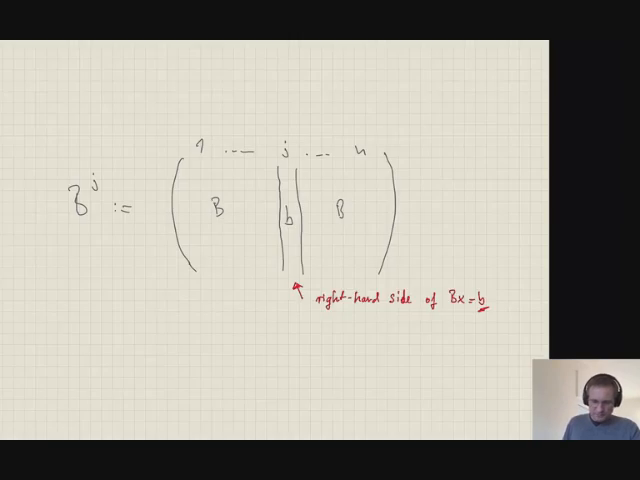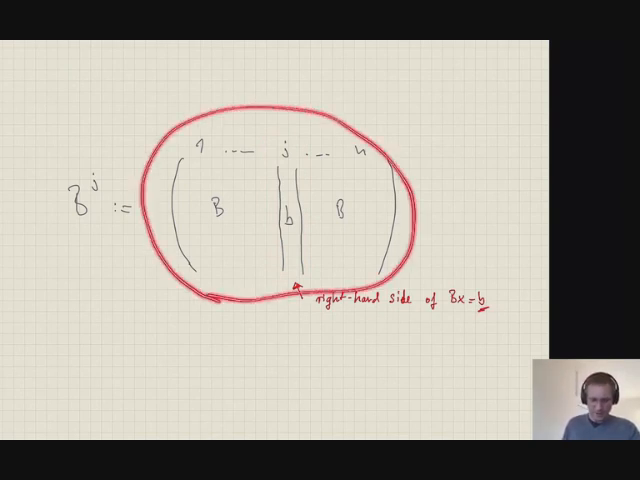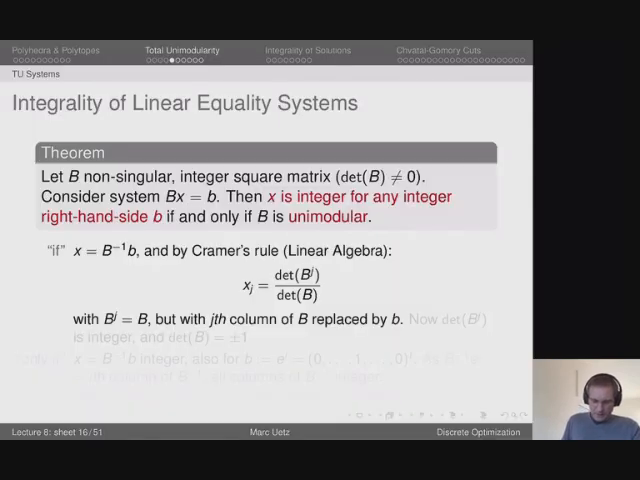And what is this Bj? Well, Bj is just the matrix B itself, only that the jth column of the matrix B is replaced by the right-hand side b from this equality system here. So this thing is the matrix Bj, and so the solution can be computed in this way. If you haven't seen that before, you can just Google Cramer's rule linear algebra, and you will probably find plenty of material about that.